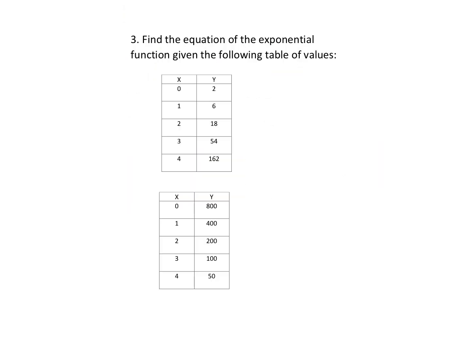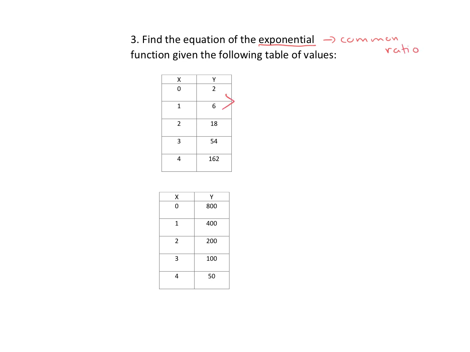Okay, in the last question, you are asked to find the equation of the function. It says they're exponential, so that's helpful, given the following table of values. So remember that if it is an exponential function, we are going to have a common ratio. If it's linear, you have a common first difference. If it's quadratic, you have a common second difference. And if it's exponential, you have a common ratio.